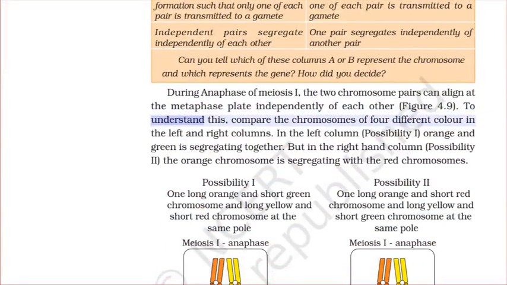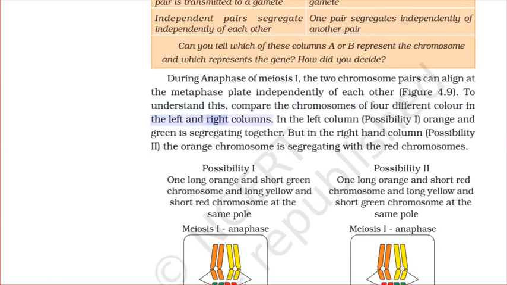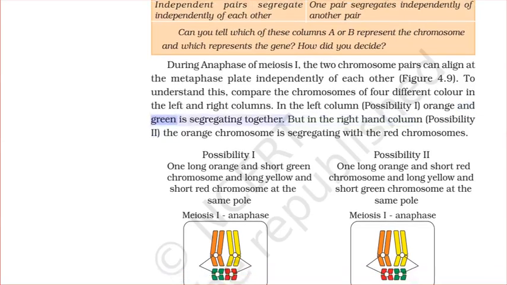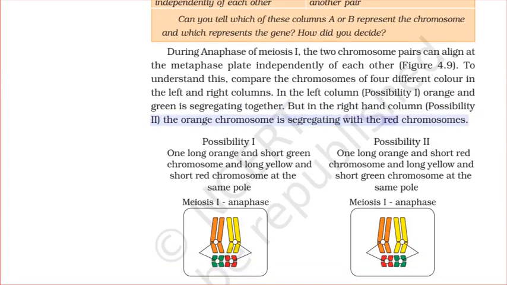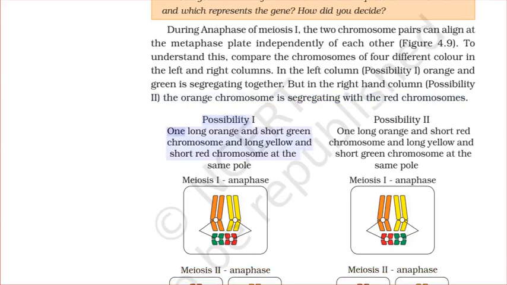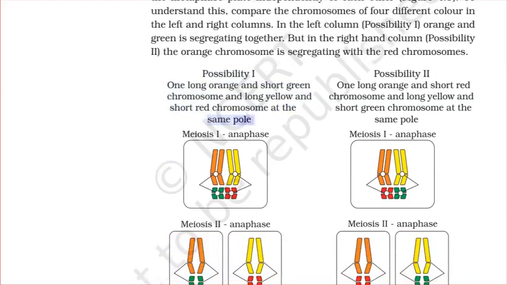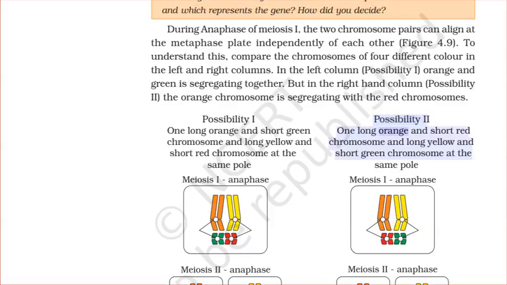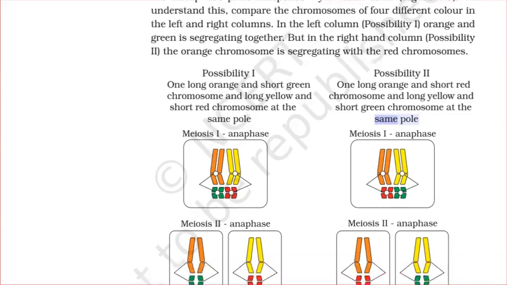Understand this. Compare the chromosomes of 4 different colors in the left and right columns. In the left column, possibility 1, orange and green are segregating together. But in the right-hand column, possibility 2, the orange chromosome is segregating with the red chromosome. Possibility 1: long orange and short green chromosome, and long yellow and short red chromosome at the same pole. Possibility 2: long orange and short red chromosome, and long yellow and short green chromosome at the same pole.